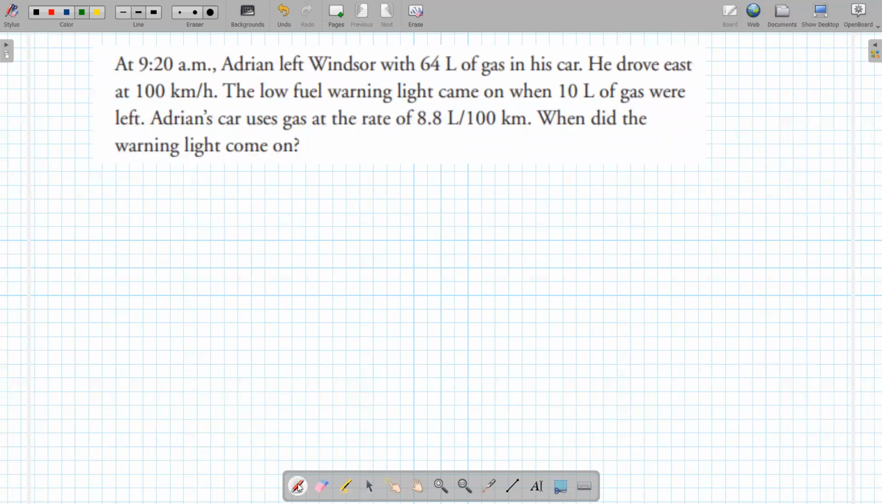So at 9, this one looks to be a tricky question. This guy left Windsor with 64 liters of gas. He drove east at 100 kilometers per hour. The low fuel warning came when 10 liters of gas were left, and it uses gas at the rate of this. When did the warning light come on?